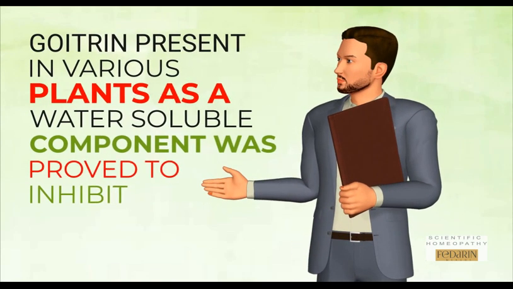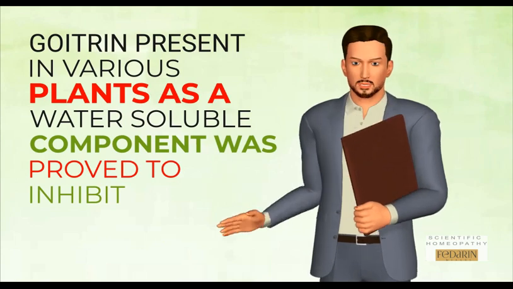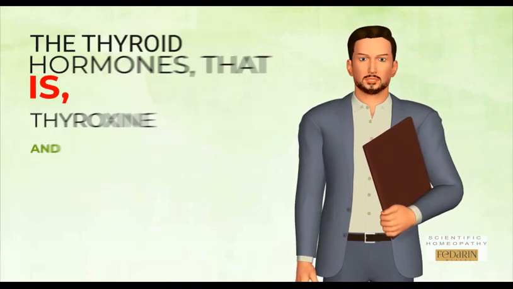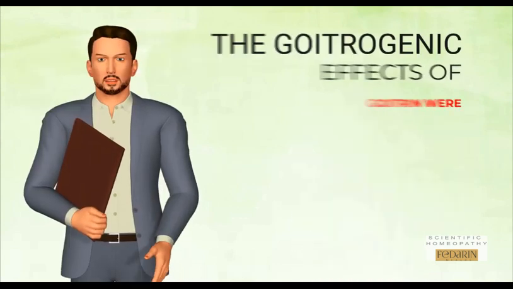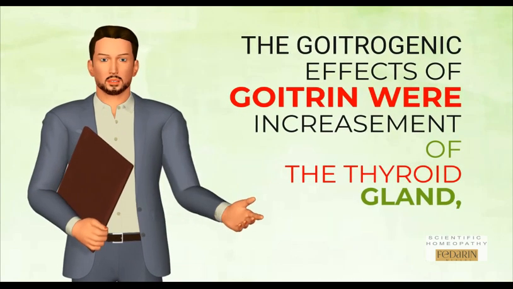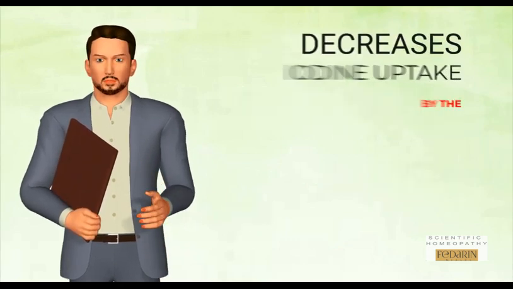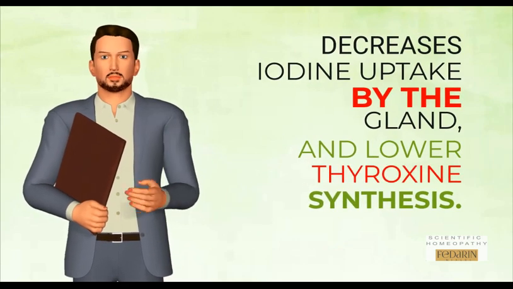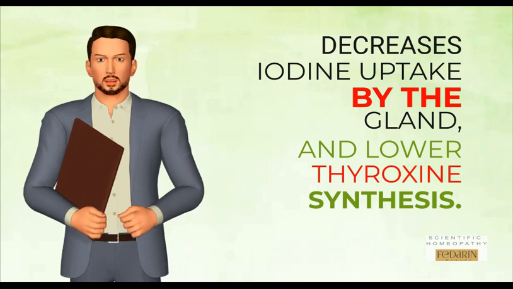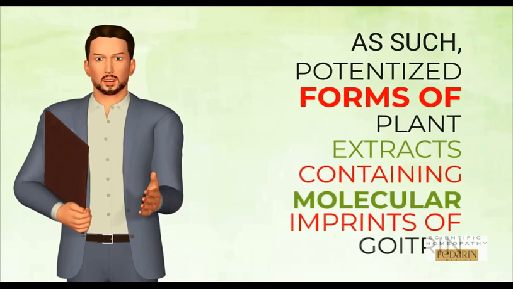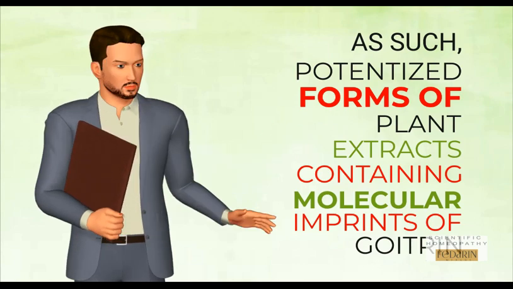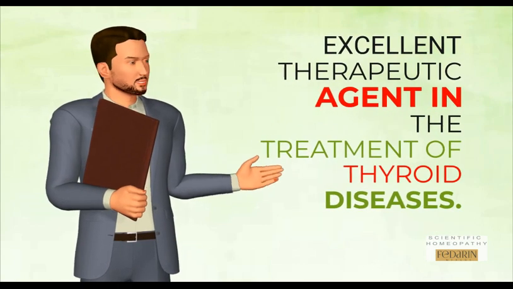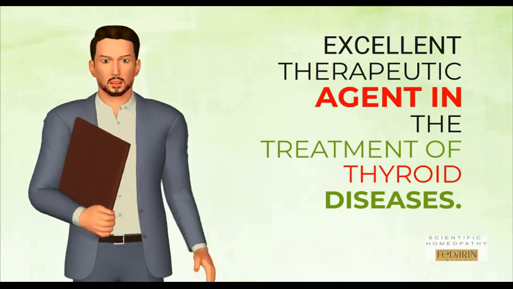Goitrin present in various plants as a water-soluble component was proved to inhibit the thyroid hormones, that is, thyroxine and triiodothyronine. The goitrogenic effects of goitrin were enlargement of the thyroid gland, decreased iodine uptake by the gland, and lower thyroxine synthesis. As such, potentized forms of plant extracts containing molecular imprints of goitrin will be an excellent therapeutic agent in the treatment of thyroid diseases.